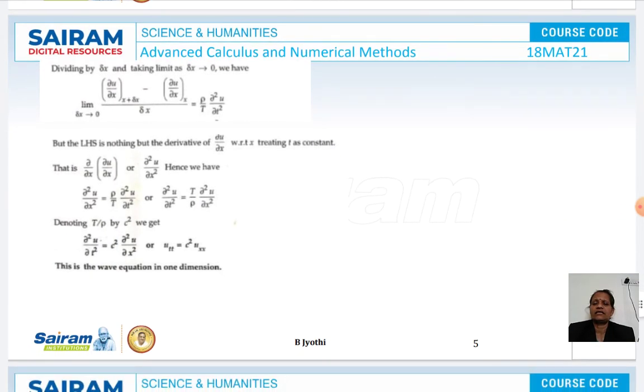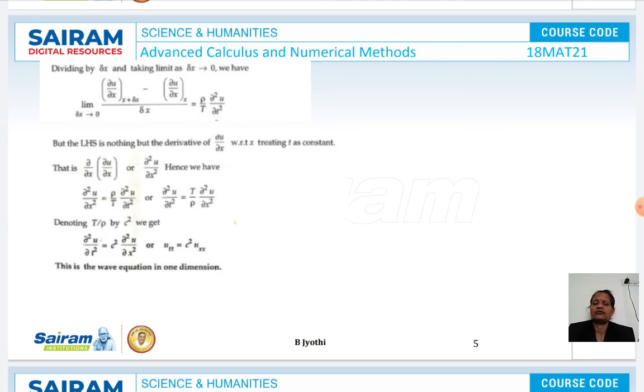Dividing by delta x and taking the limit as delta x tends to 0, we get the limit as delta x tends to 0 of del u by del x at x plus delta x minus del u by del x at x, divided by delta x, which gives us rho by T into del square u by del t square. But the LHS is nothing but the derivative of del u by del x with respect to x, treating t as a constant. That is del by del x of del u by del x, or del square u by del x square.